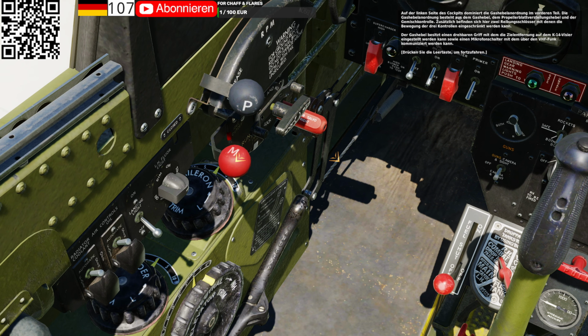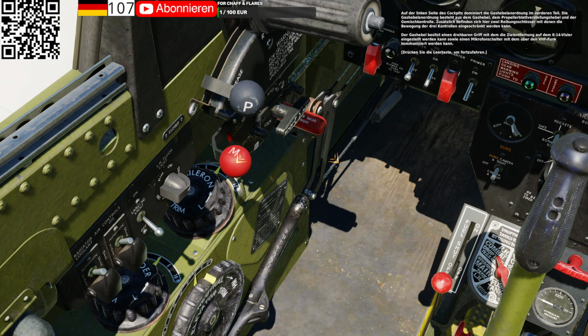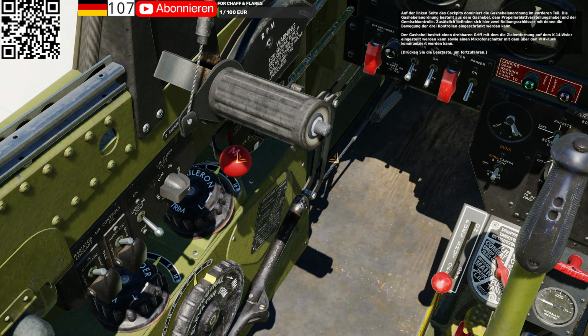The throttle handle features a twisting grip used to set the target range for the K-14 gun sight, and a microphone switch button used to activate transmission over the VHF radio.